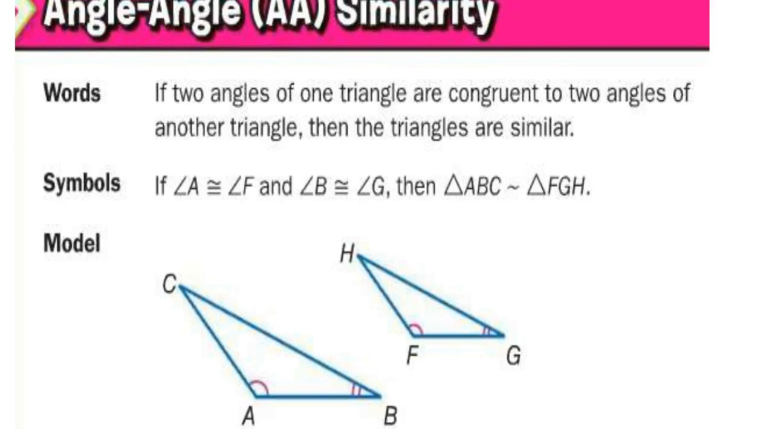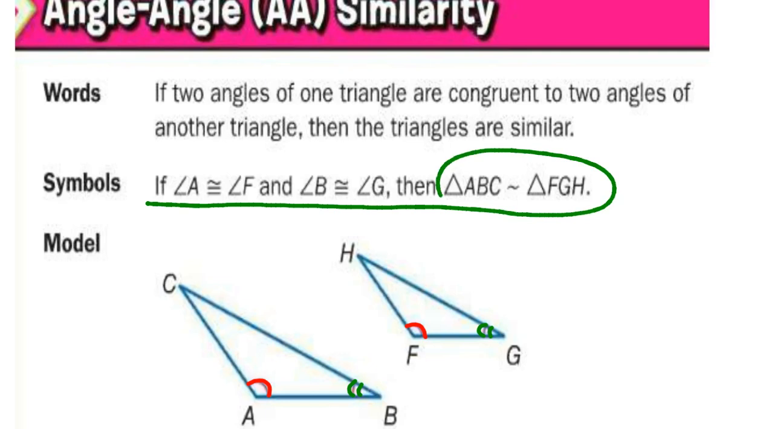And that states that if we have two angles of one triangle, so angle A here, notice the rainbow, is congruent to angle F. That's the marking. So those two angles are the same measure. I also have another angle, angle B. Angle B is also congruent to angle G. So I have two angles of one triangle congruent to two angles of another triangle. If that is true, then the two triangles are similar.